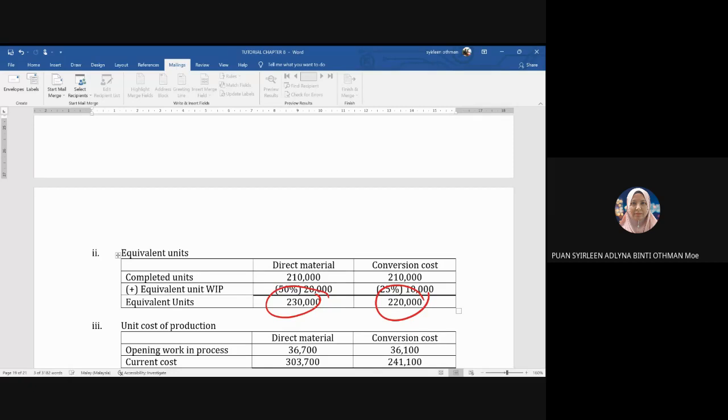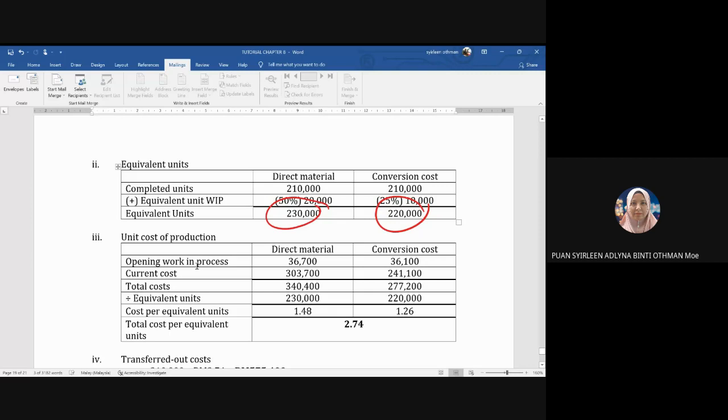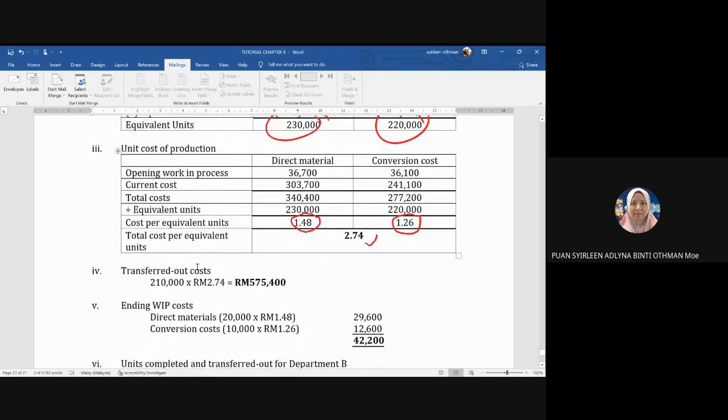So unit cost untuk production EU tadi dah dapat. So cost per unit untuk direct material is RM1.48. Cost per unit for conversion cost is RM1.26. So you get RM2.74. So transferred out is 575,400. Ending WIP cost is 42,200.